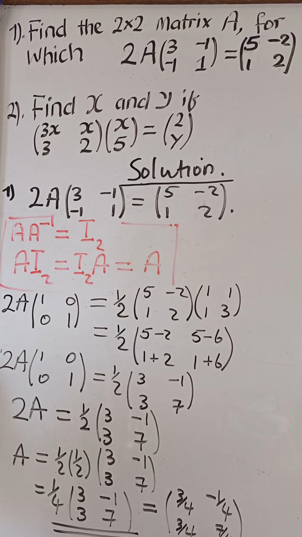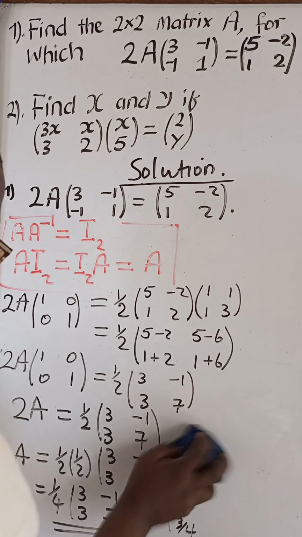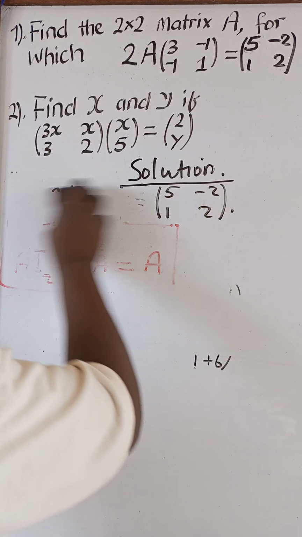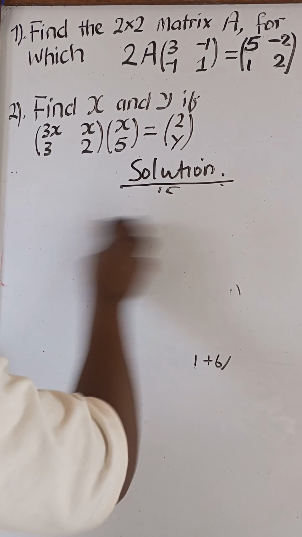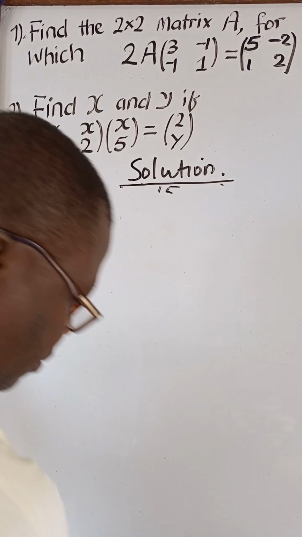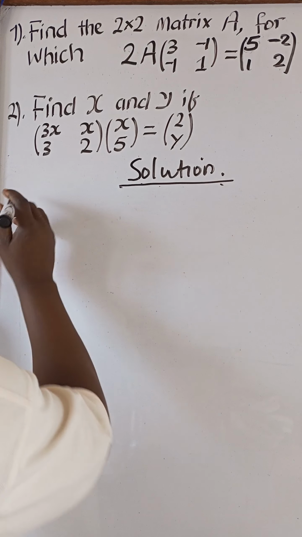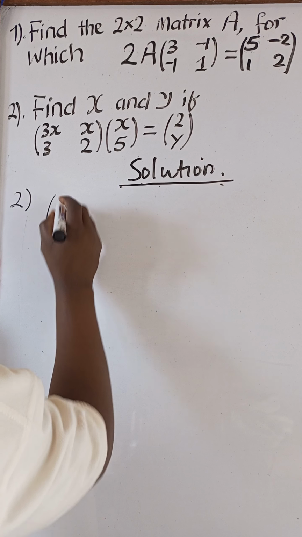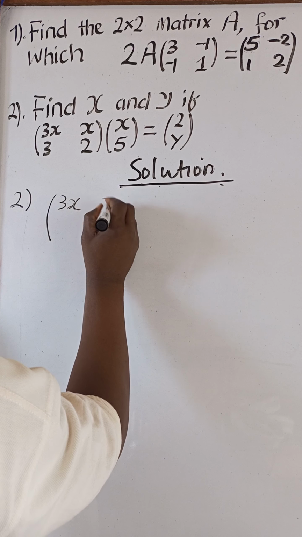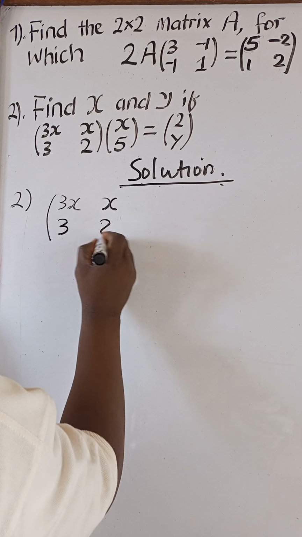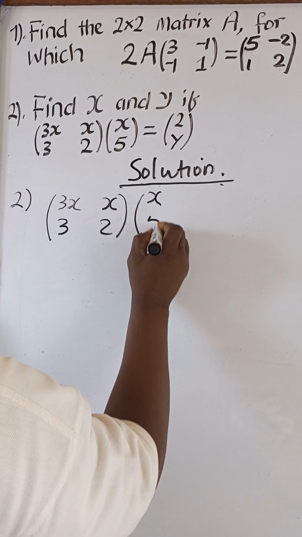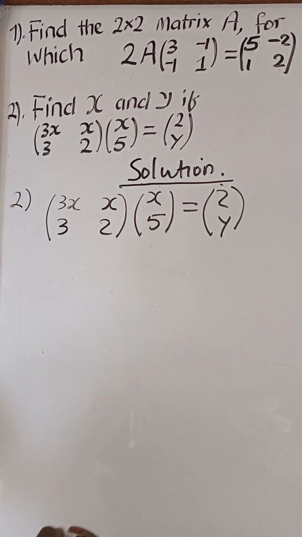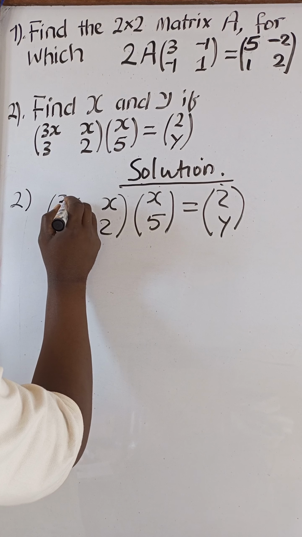That's it for question 1. Now let's take the second question. Our second question, we are given this product, and we're asked to find the value of x and y.